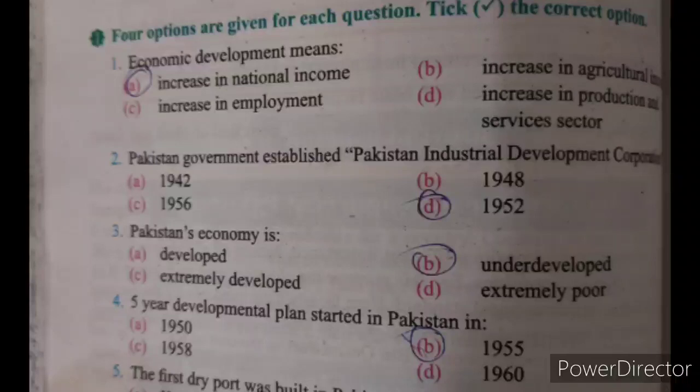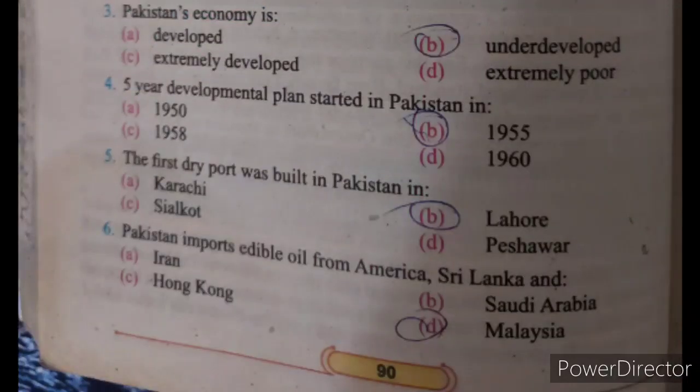Number 3: the 5-year development plan started in Pakistan in 1955. The 5th one: the first dry port was built in Pakistan in Lahore. And number 6: Pakistan imports edible oil from America, Sri Lanka and Malaysia.